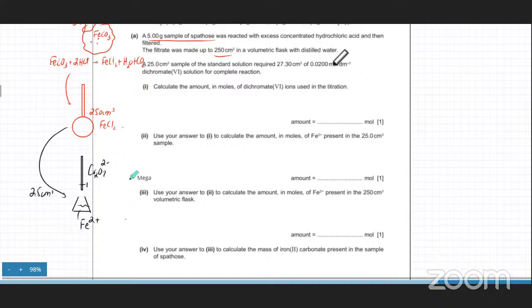The volume is 27.30 cm cube, and the concentration that they're using is 0.02 mole per dm cube. So this is all that's happening. The first part is you have to find the moles of dichromate 6 in the titration. You have the concentration, you have the volume, so you can find the moles. Can you even do the calculation? Moles is concentration times volume. So it's 0.02.